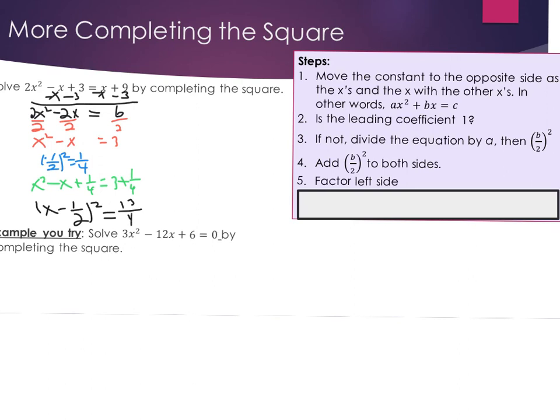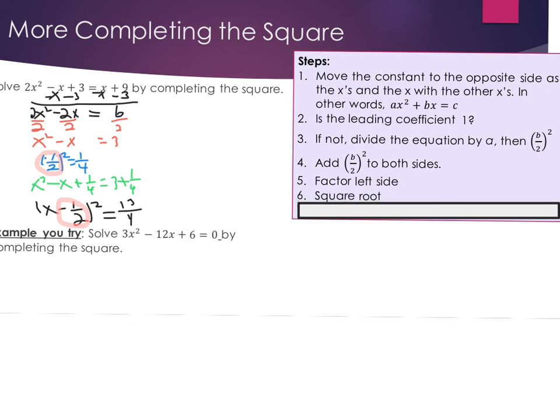Now, remember that trick we talked about. We said whatever b divided by 2 was before we squared it is what it factors to. Okay? Next thing we will do is square root both sides.